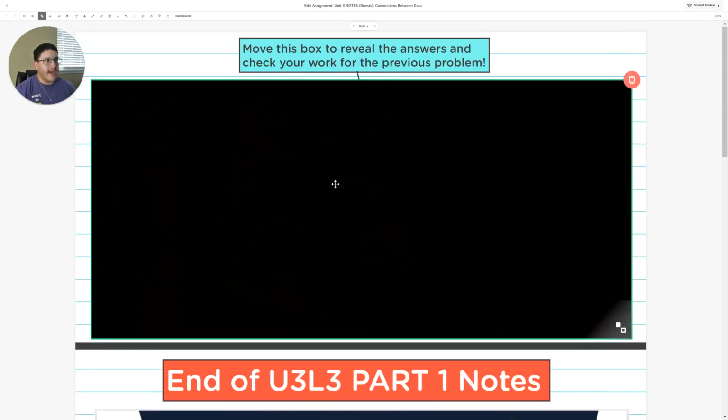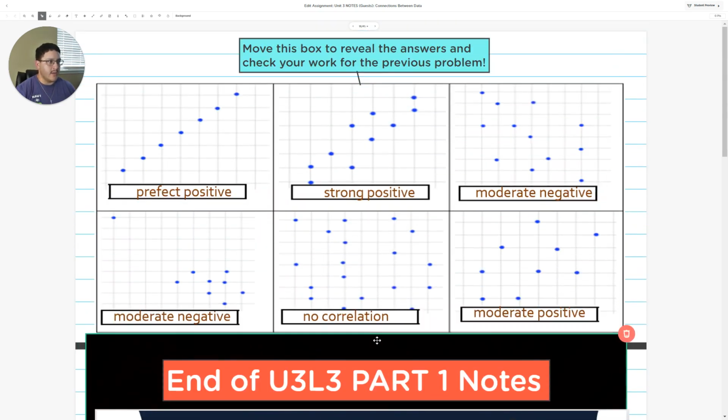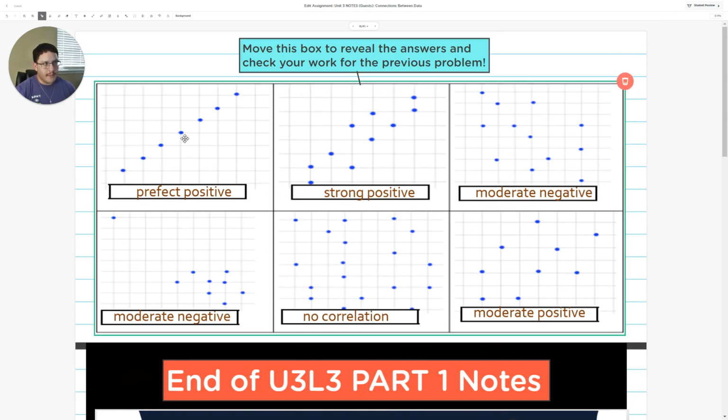Okay, let's look at the next page. Let's look what's behind here. And we have perfect positive because it's a straight line. Strong positive because notice how the dots are close together. Not all the way, but enough to where we can say that this is a strong positive.